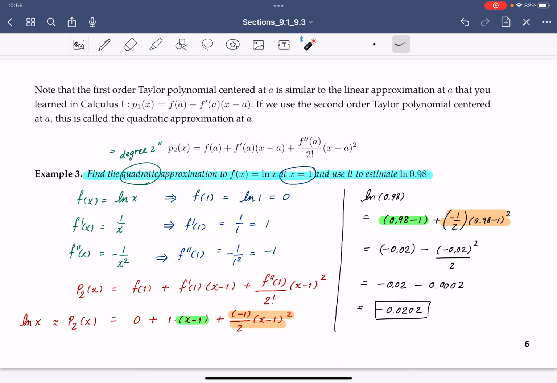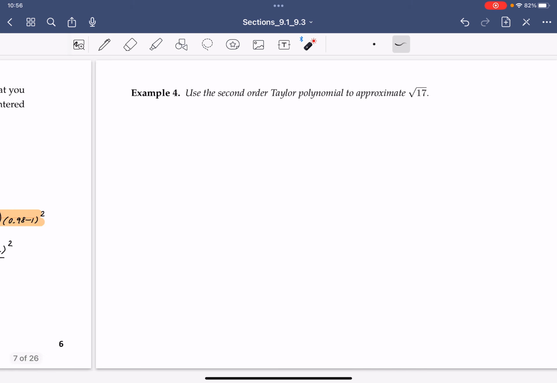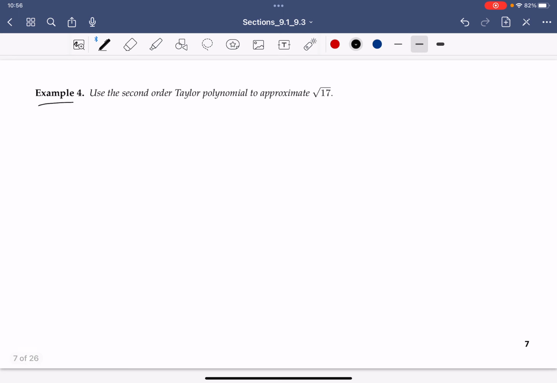Okay, so one more question. Example 4. This is supposed to be the basic question for the Taylor polynomial, much easier compared to checking convergent or divergent. Use the second order Taylor polynomial to approximate square root 17. This one you can pick by yourself. You can pick the function and the center by yourself because they didn't give you any idea how to do it.